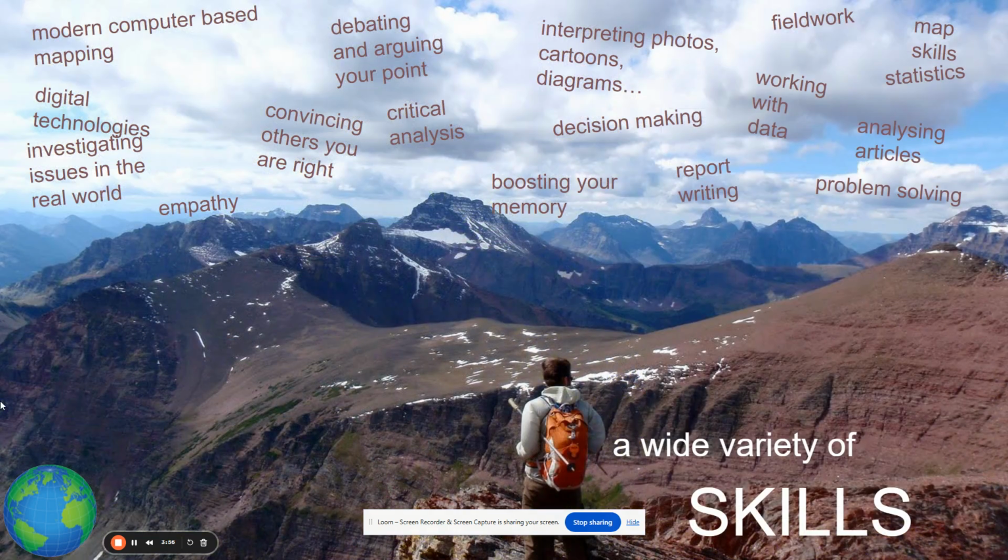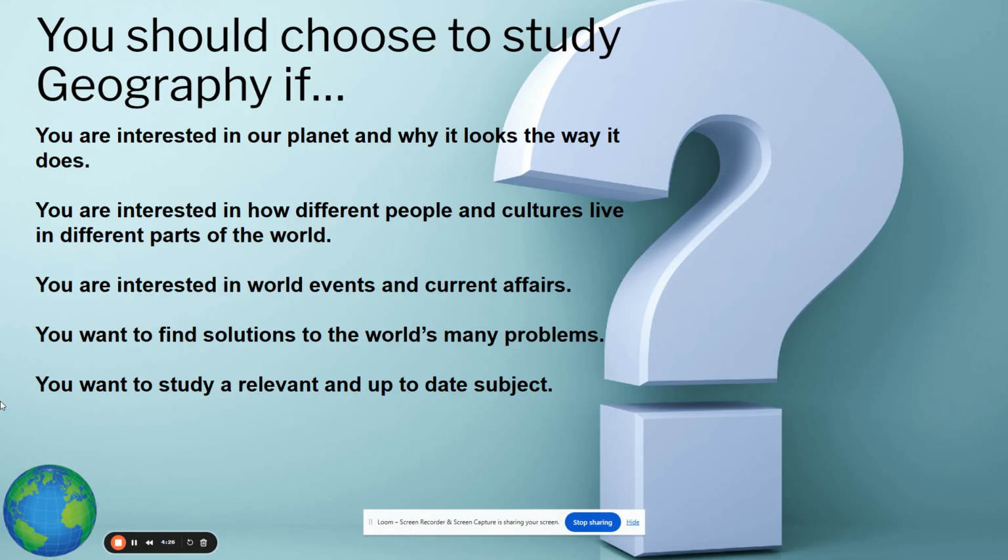Geography will give you a wide range of skills that will be useful to you after school. These skills are highly sought after by sixth forms, colleges, universities and employers. We will be looking at things such as report writing, problem solving, and analysing different graphs and maps, so they are all very useful to you as you progress through college and into employment.